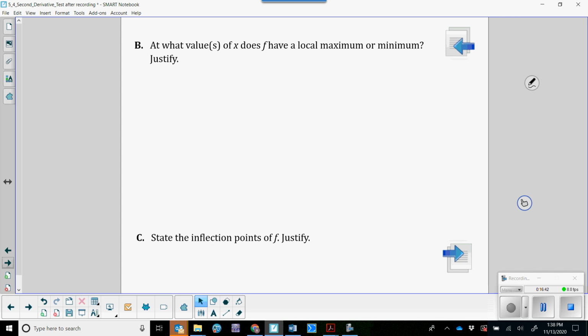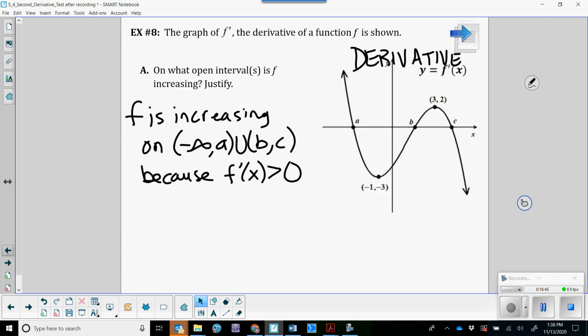At what values do we have a local minimum or local maximum? So you're going to have a local min or max if f prime changes signs, which means it goes from above to below or below to above. So here you go from positive to negative at A, increasing, decreasing, relative max. B goes from negative to positive, so this is a relative min, and C goes positive to negative, relative max.